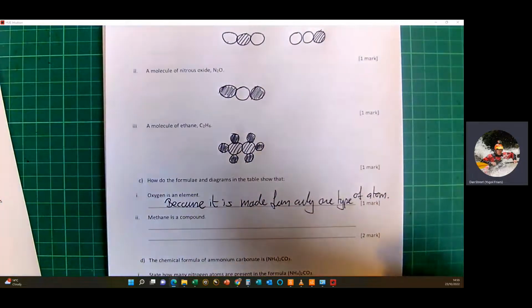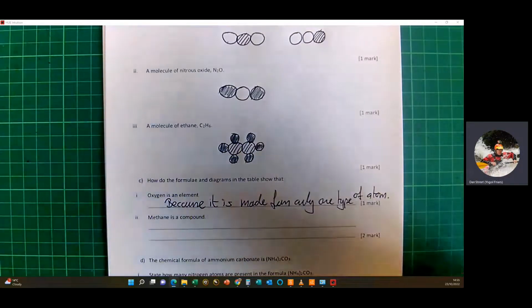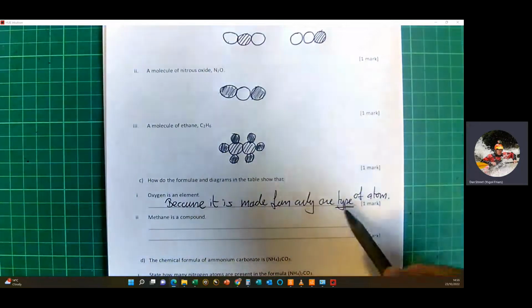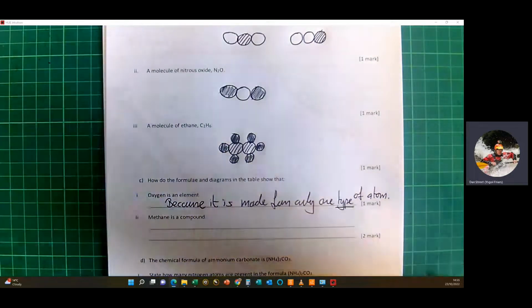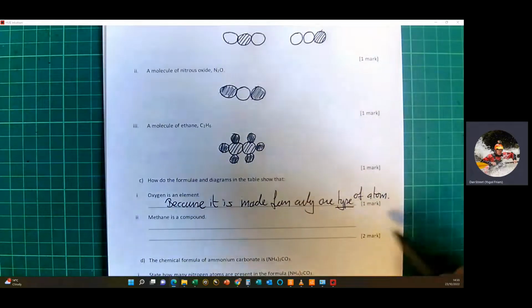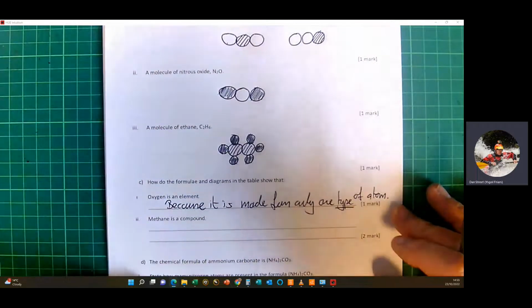The key word there is type of atom. If you said only 1 atom, that would be incorrect, because that would imply that it was 1 single atom on its own, whereas oxygen is made up of billions upon billions of oxygen atoms.